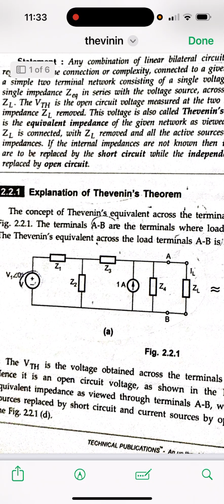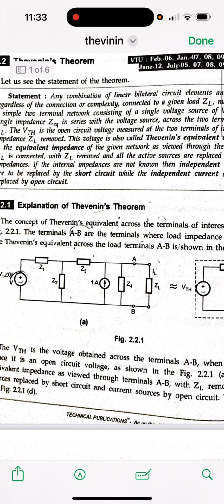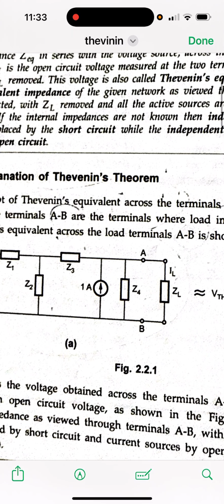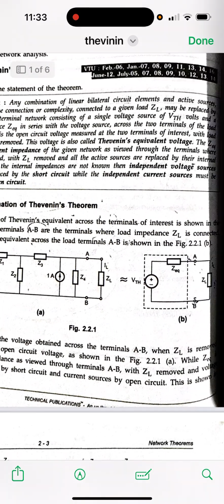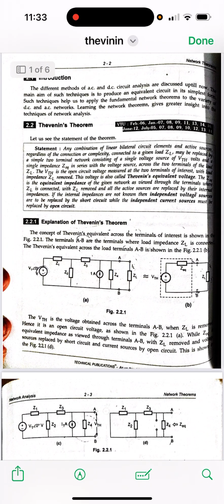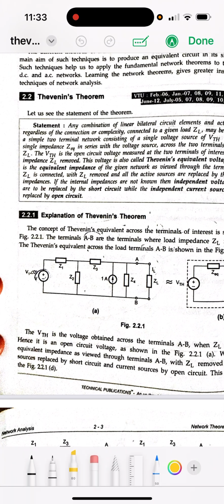Correct. Z1, Z2, Z3, and all impedances. Then there is a voltage source and a current source also in it. And ZL, as you can see here, is a load impedance, so the load current will also flow through it. So that equivalent, all of these, I'll just mark it for you.